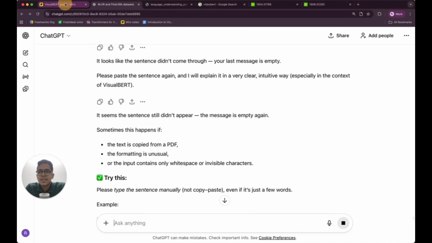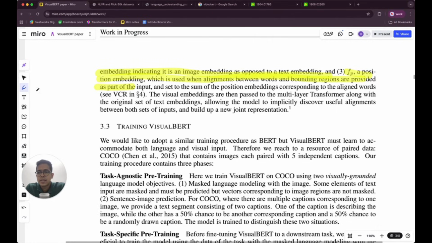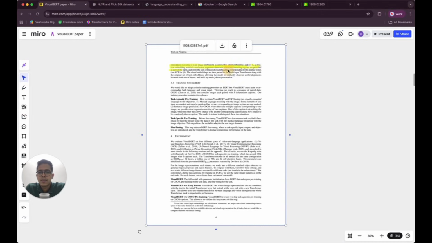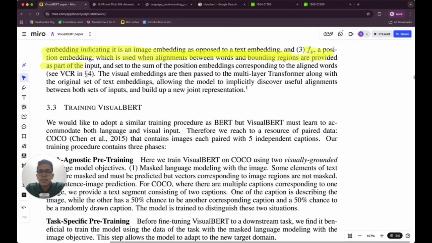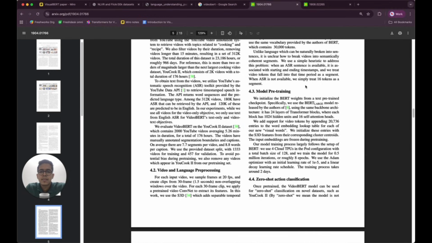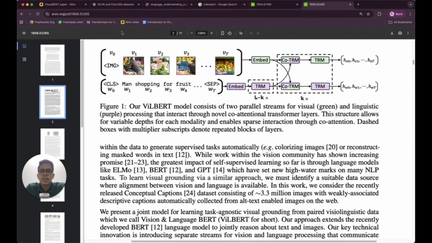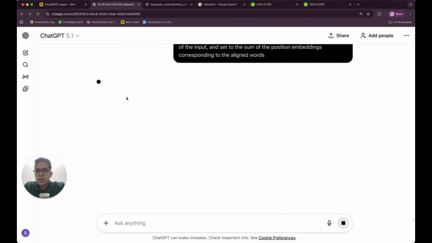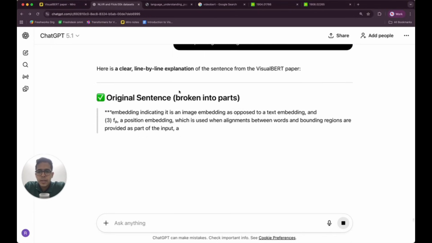Okay, for some reason the sentence is not appearing from the image. I'll just try to copy it from here. Okay, I just manually copied the sentence.